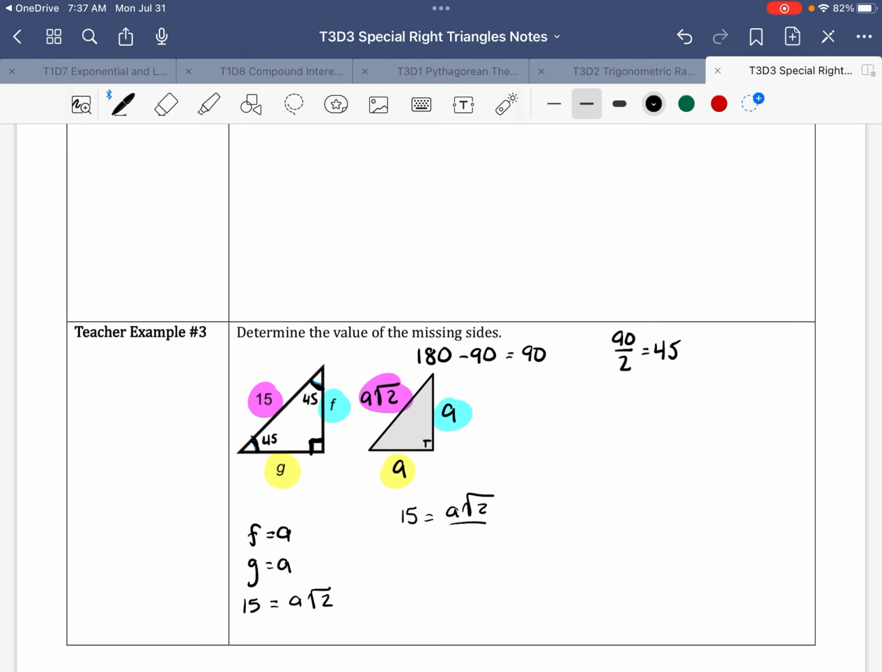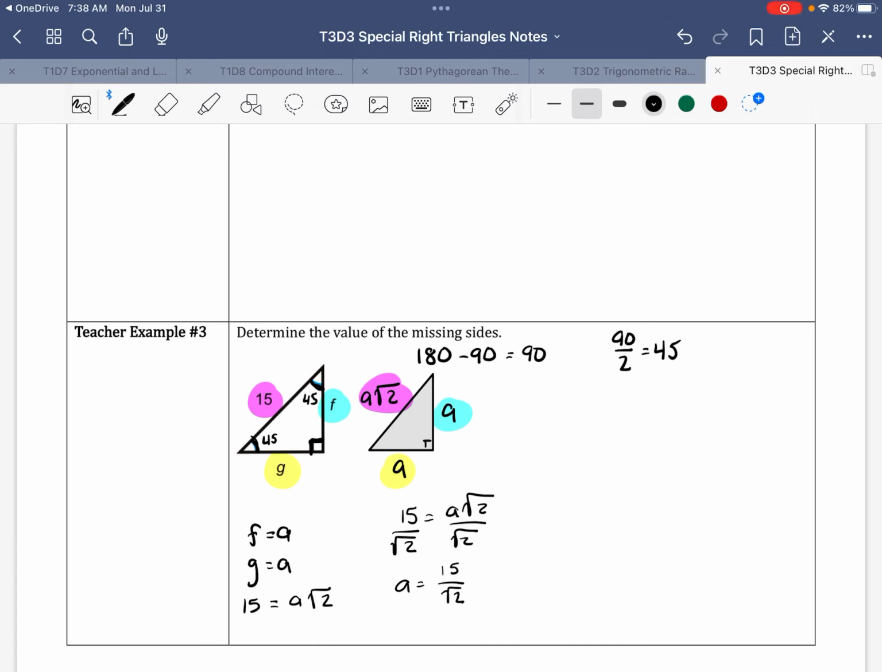So 15 equals A square root 2. I'm going to divide by square root 2 to both sides. A equals 15 over the square root of 2. Okay, so that is my value of F and my value of G. It's going to be 15 divided by the square root of 2, right? You can plug it into the calculator. You'll get some decimal value. That is what they're equal to.